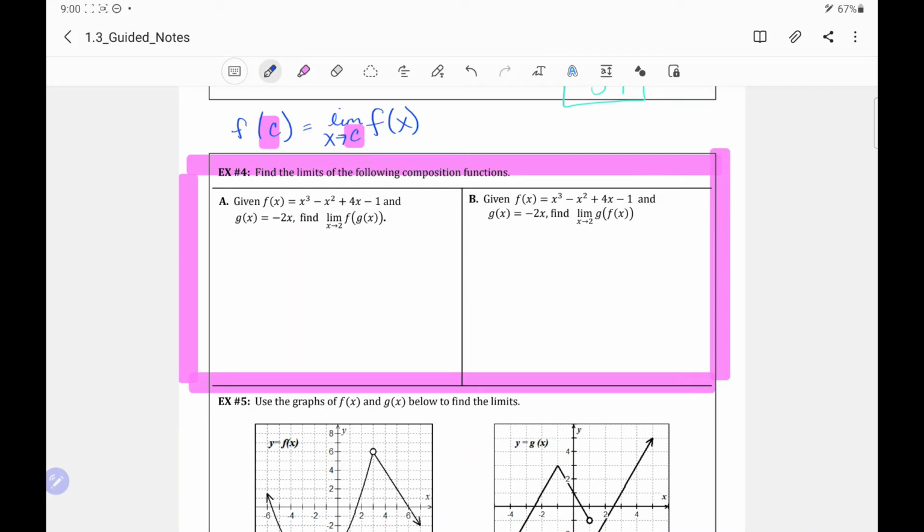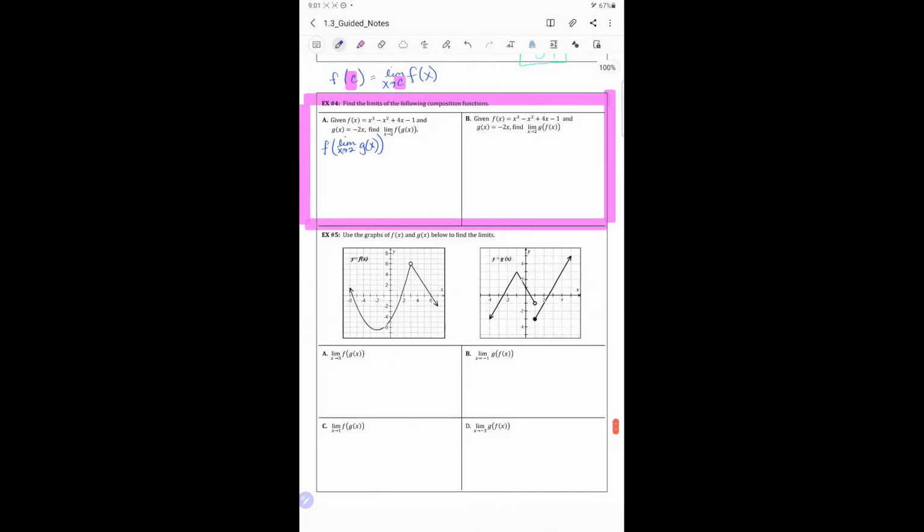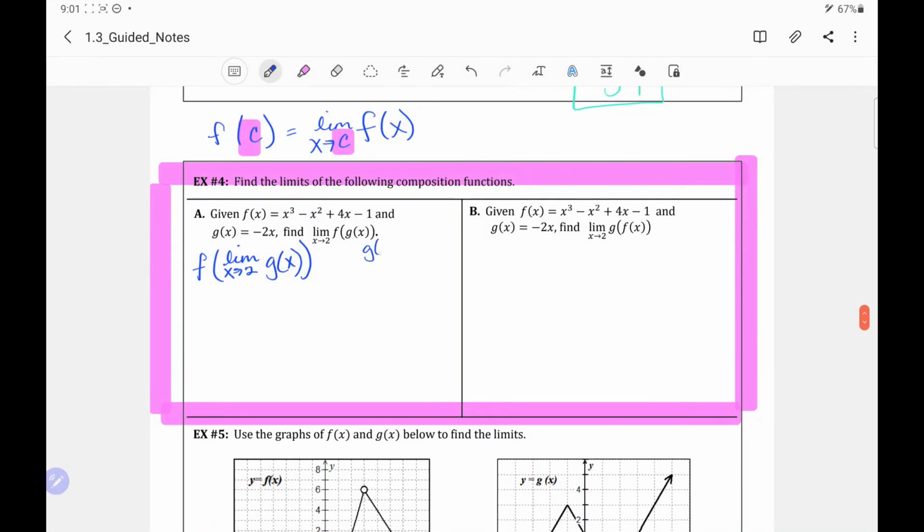So in A, using the properties of limits, because this is a composition, the limit as x goes to 2 of f of g of x, we can bring the f outside, and we've got f of the limit as x goes to 2 of g of x. Now, how can we get the limit as x goes to 2 of g of x? All we have to do is plug in: g of 2. So g of 2 is just negative 2 times 2. What do we get? Negative 4. So this equals f of negative 4.